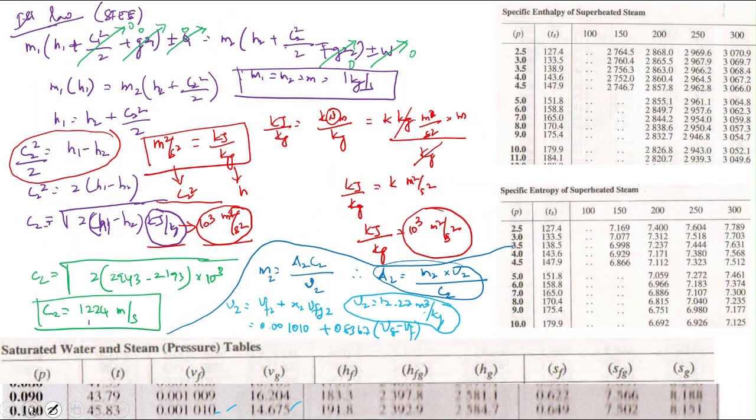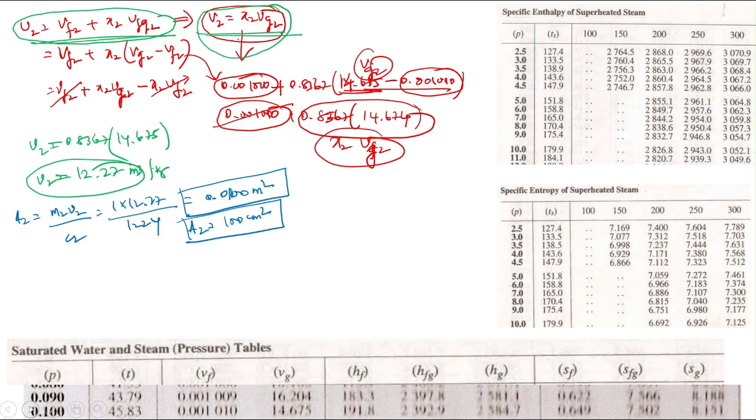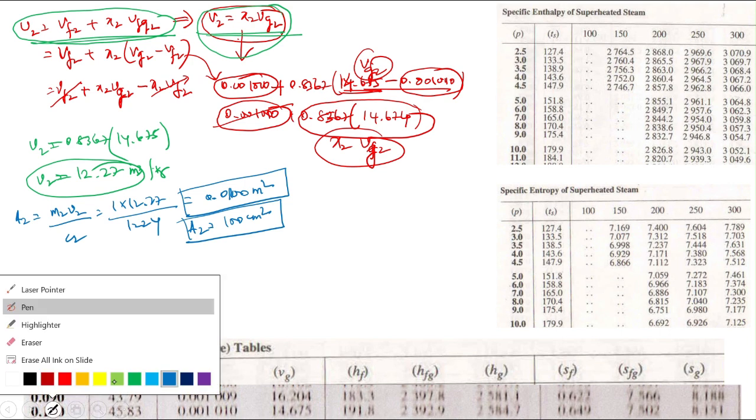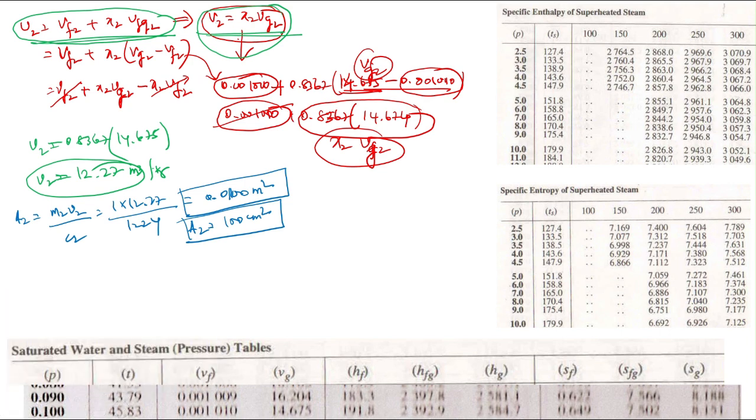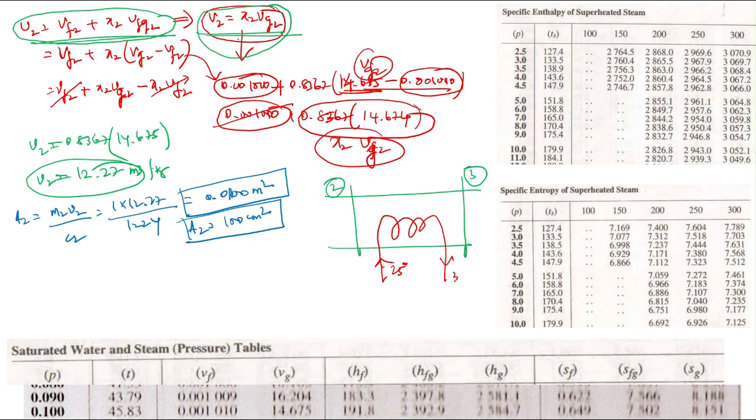Here, listen, in 2 to 3, it is the condenser. This one is the condenser. This is condition number 2. The exit is condition number 3. Here some water may enter at 25 degrees Celsius and leave at 35 degrees Celsius.